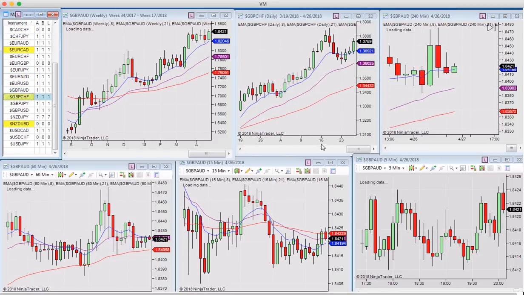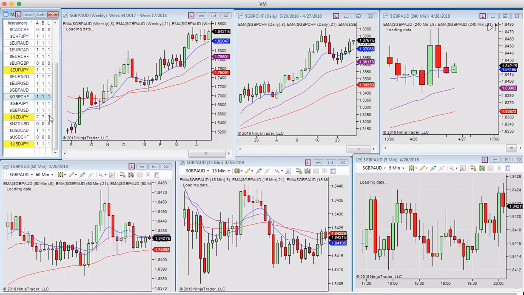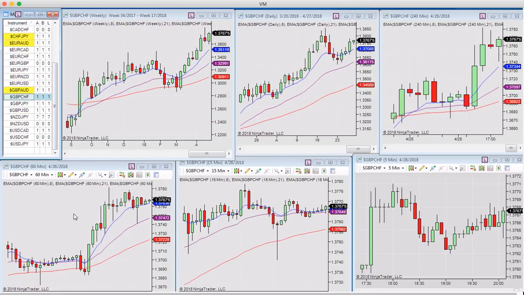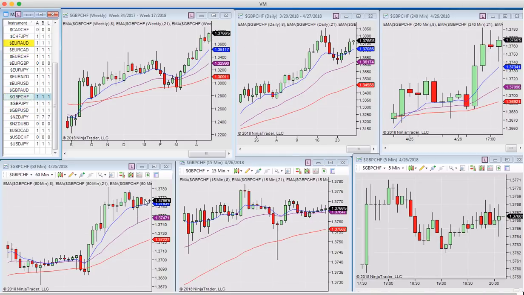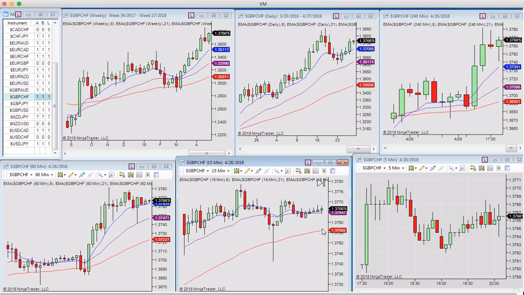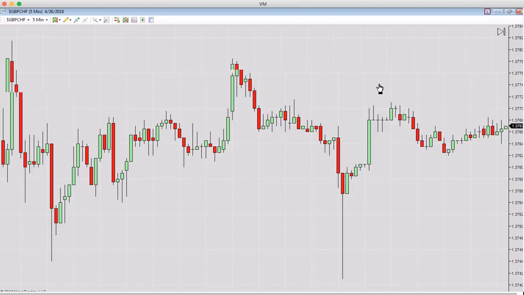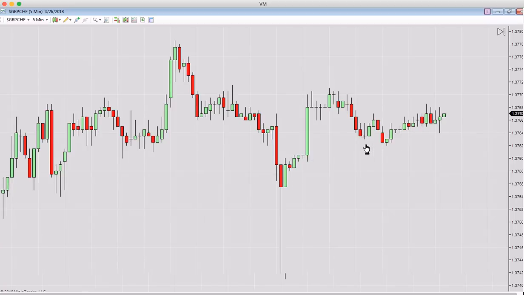Okay, GBPCAD is next on our list. Daily is nice. Weekly, that shooting star is a little worrisome, but it seems to be rejecting it. 240 is nice. 60 is, wow, really perfect. The 15 is nice. Okay. Can we place a nice line?